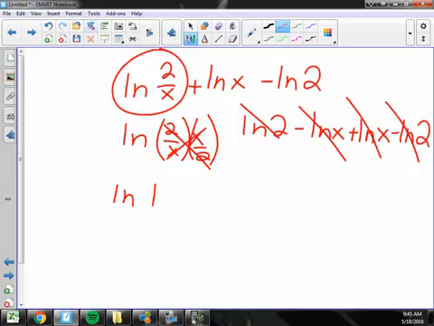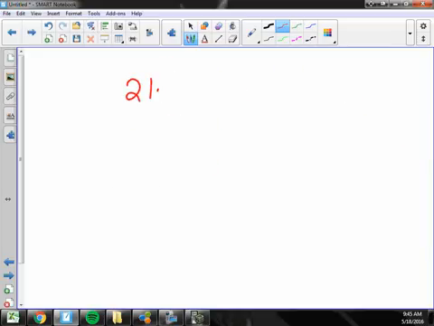Okay, 14. 2 ln of x minus 3 equals 4. We have to do one of two things to start with. Divide by 2, or I could also move that 2 to an exponent. Which one makes more sense? Dividing by 2.